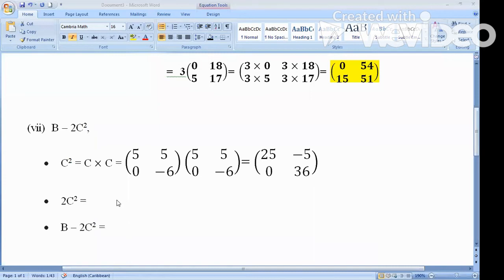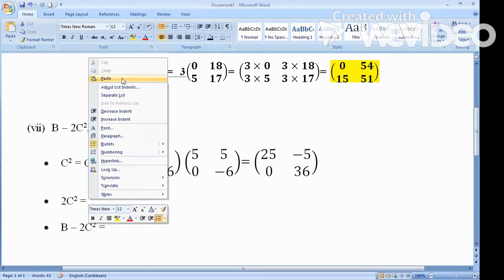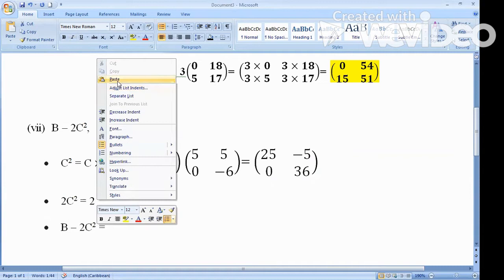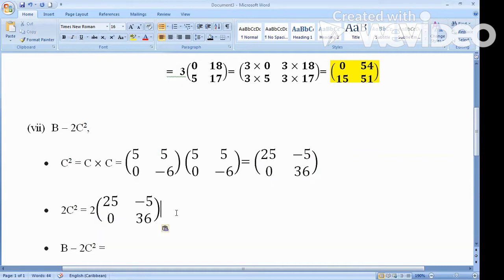Then now we're going to multiply by 2. Two times what? Times everything in here, not true? Yes, sir. Right. All right, so it's pretty straightforward.